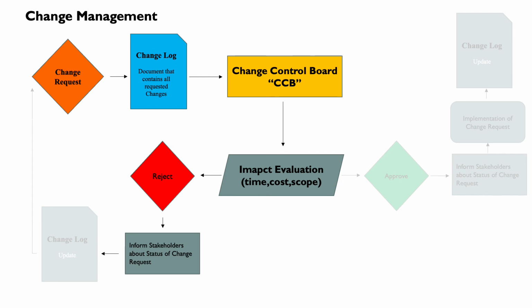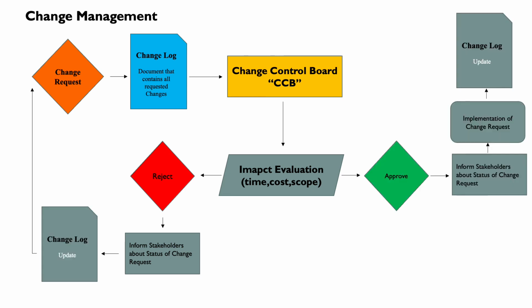If the sponsor doesn't agree, the change request will be rejected and documented in the changelog. Guys, please remember all requests which are rejected should contain the reasoning as to why they were rejected. We will inform all stakeholders that the change request was rejected and why it was rejected, and we will update our changelog document. In case I want to make some adjustment in this change request, I have to initiate another change request and go through this process again.